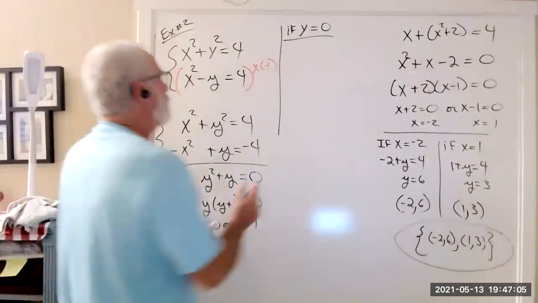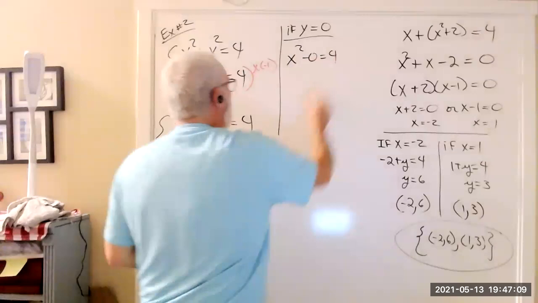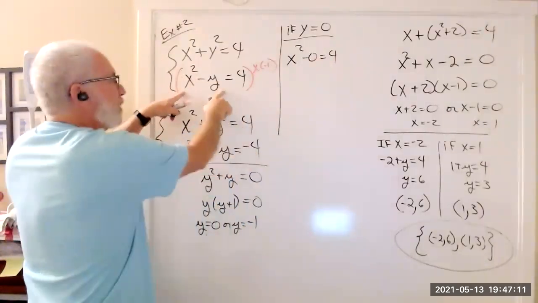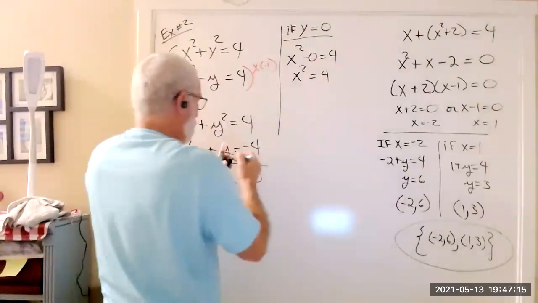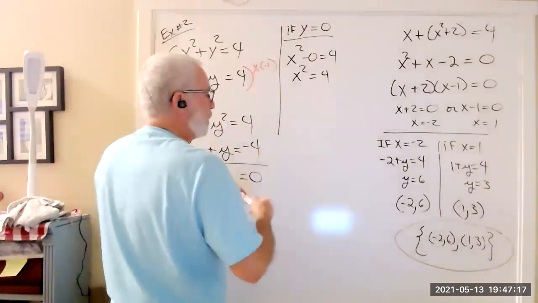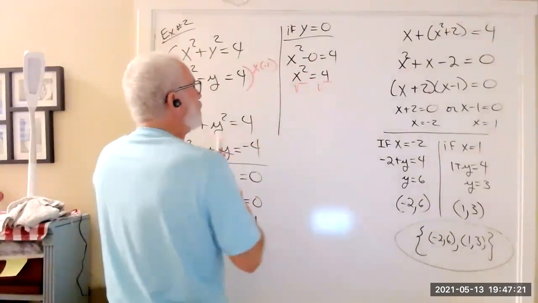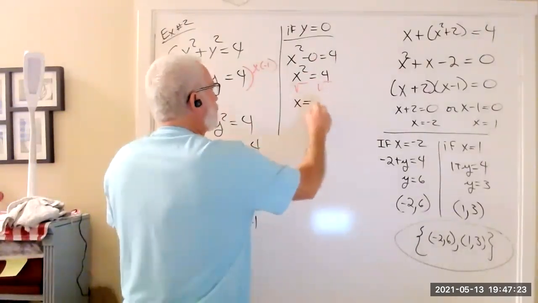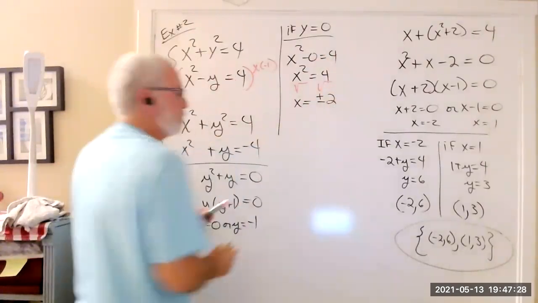Okay, so then we have x squared minus 0 equals 4, because I plugged it into here, which tells me x squared equals 4. Now remember, this is where we come back. You're going to square root both sides, so you're going to get x equals plus or minus the square root of 4, which is 2.